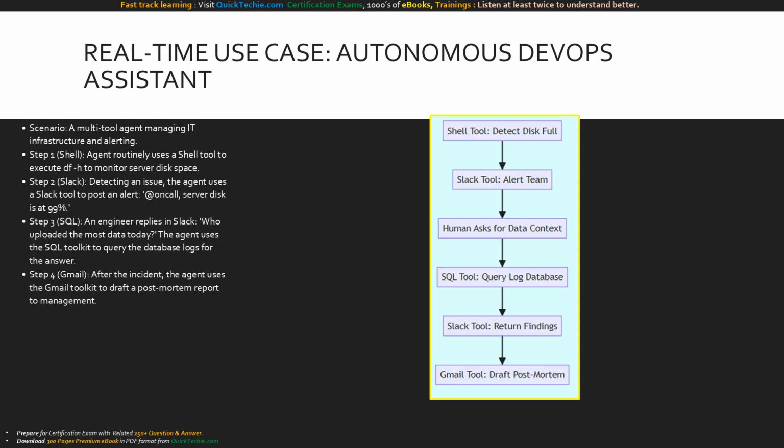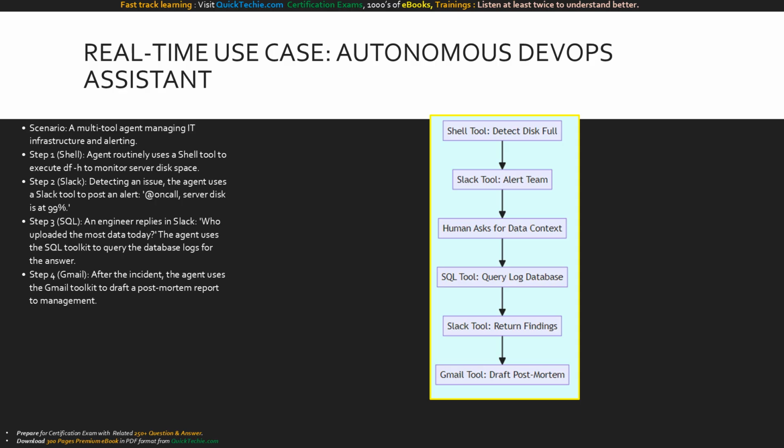Imagine an agent equipped with all 4 toolkits we just discussed. Step 1. In the background, the agent uses its shell tool to run a bash script monitoring server health. It detects disk space is at 99%. Step 2. It immediately invokes its Slack tool, posting a critical alert tagging the on-call engineer.